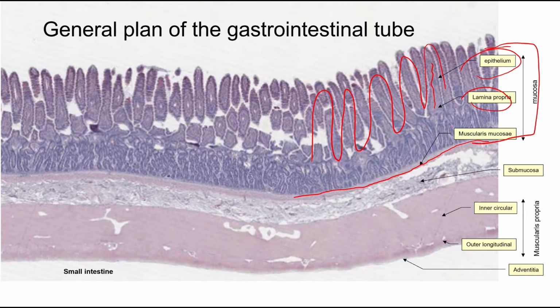And then we have a submucosa, which in certain parts of the small intestine contains submucosal glands, like in the duodenum, Brunner's glands, and then the muscularis propria with inner circular, outer longitudinal, and then there is the adventitia. So essentially the same four layers.